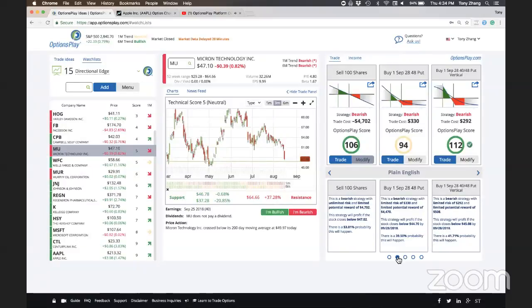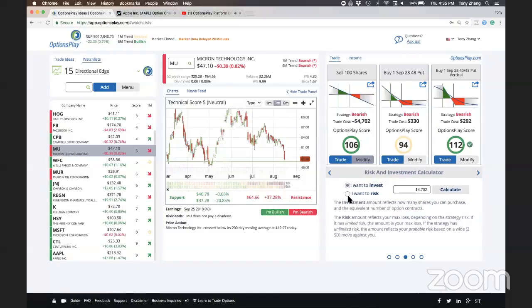So we have a plain English tab designed to give you a better understanding of what a put vertical is if you've never traded a put vertical before. We have a risk and investment calculator that allows you to say, well, what happens if I'm willing to risk $2,500 on this trade? How many contracts can I buy?